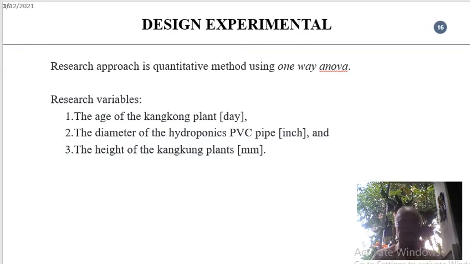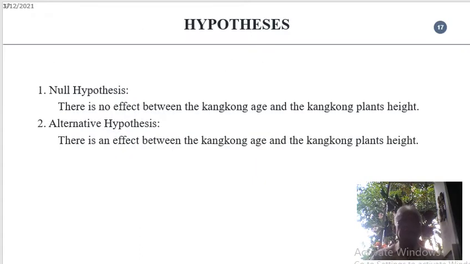The research approach is quantitative methods using one-way ANOVA or one-way classification. The hypothesis. The null hypothesis is there is no effect between the kangkung age and the kangkung plant height. The alternative hypothesis is there is an effect between the kangkung age and the kangkung plant height.